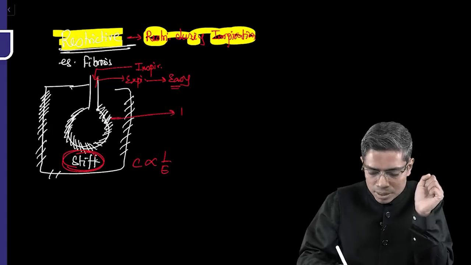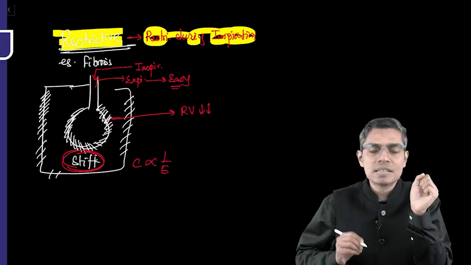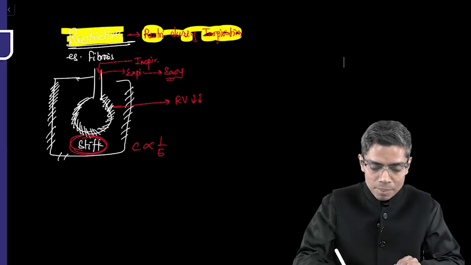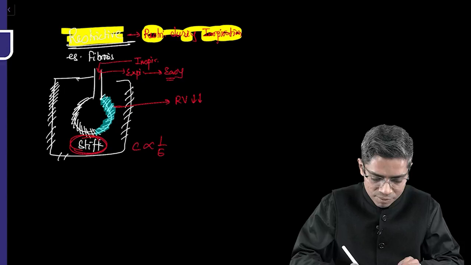Now in these cases of restrictive disease, because the alveoli are getting smaller and smaller in size, what will happen to the residual volume of this person? Residual volume generally decreases if the restriction is at the level of the pulmonary region, like this kind of lung fibrosis.